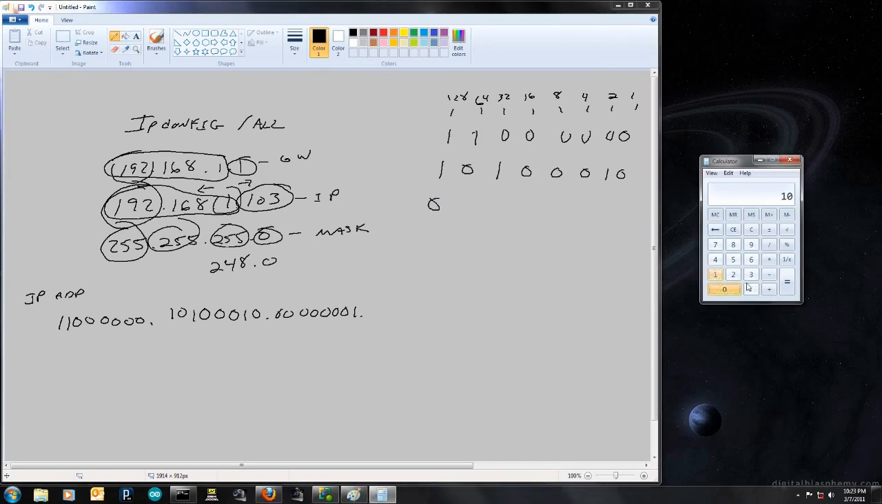But 103 minus 64 equals 39. So 1, and it's 39. So is 32 in 39? Yes. And how much is left over? 39 minus 32 is 7. So that's a 0, that's a 0, 4, yep. So that's 3 left over. Okay, so that equals 103. So your IP address is 0, 1, 1, 0, 0, 1, 1, 1. So this is your IP address in binary.